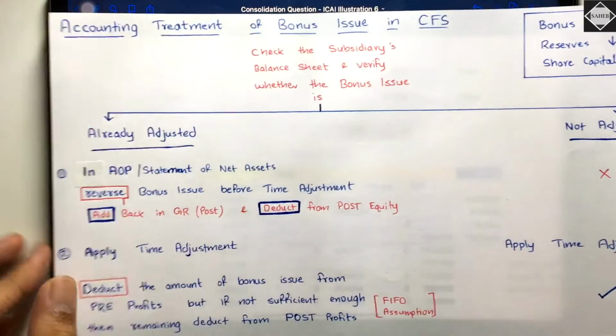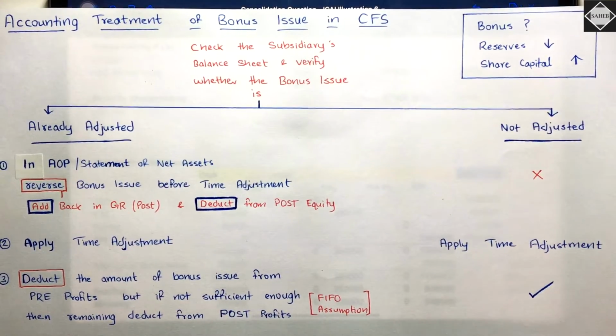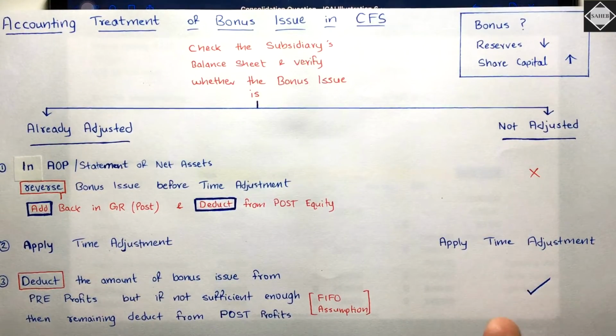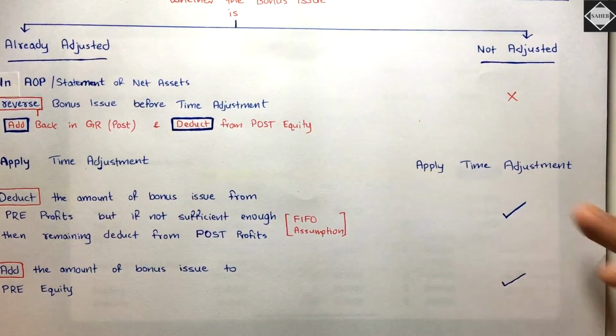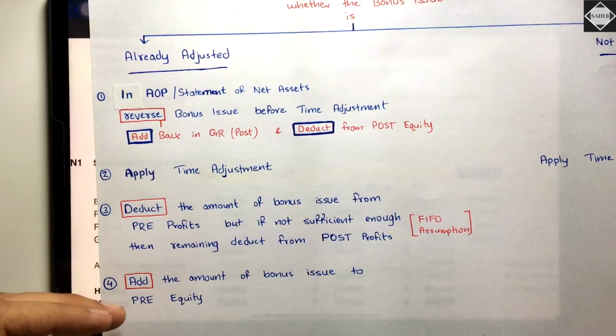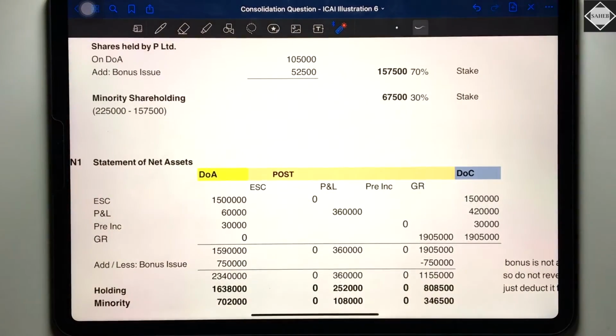What you didn't do over here, you did not reverse the bonus, because the bonus was not recorded. So how will you reverse? There is nothing to reverse. You just have to record the bonus. Just give effect of the bonus, that is, deduct the reserves and add it in the pre-equity. Is it clear? Pre-equity, fine, you understood.